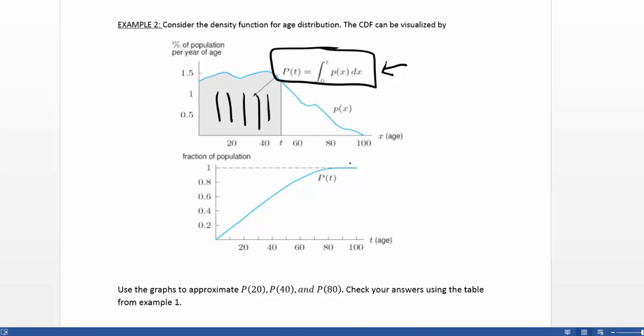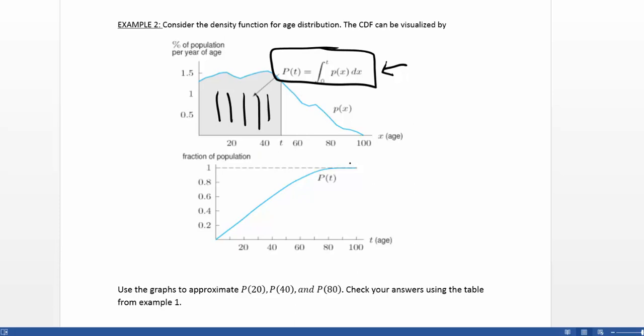So how do we use these graphs to then approximate values? We want to approximate capital P of 20. Remember, when your P is capitalized, we're talking about the cumulative distribution function, the CDF. If it's lowercase, that's when we're talking about the density function or the probability density function, often referred to as the PDF. So here we have capital P of 20, capital P of 40, and capital P of 80, which means that we're looking for the percentage of the population that is less than 20 years old, less than 40 years old, and less than or equal to 80 years old, respectively.